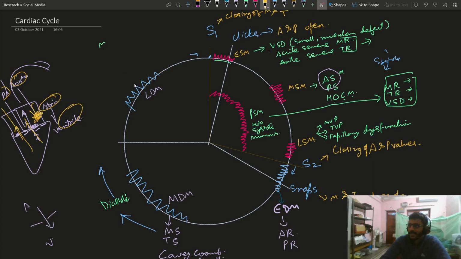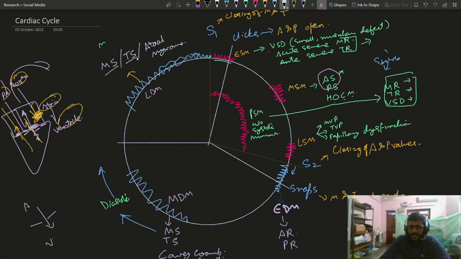Now moving up to late diastolic, again we can have late diastolic. Wait, why did I move it here? Late diastolic should go all the way to the end. Wrong color, sorry guys. So for late diastolic murmur, we can have things like mitral stenosis, tricuspid stenosis, and atrial myxoma again.